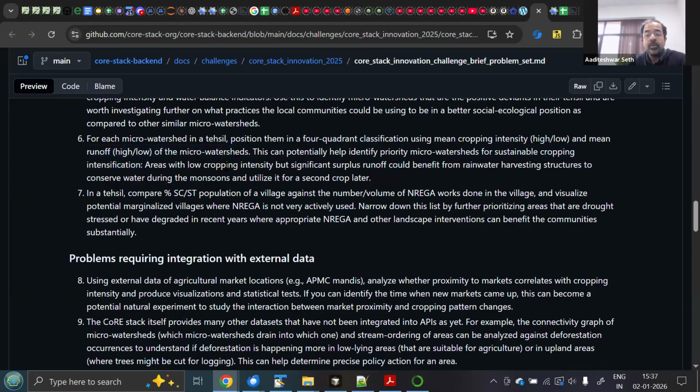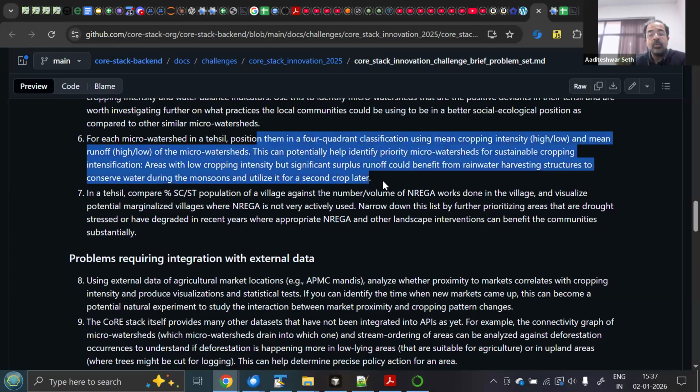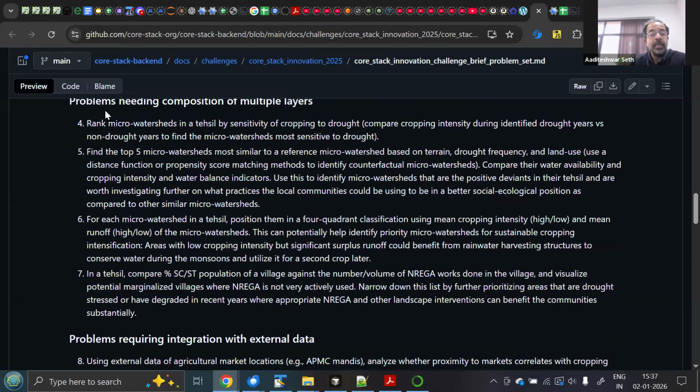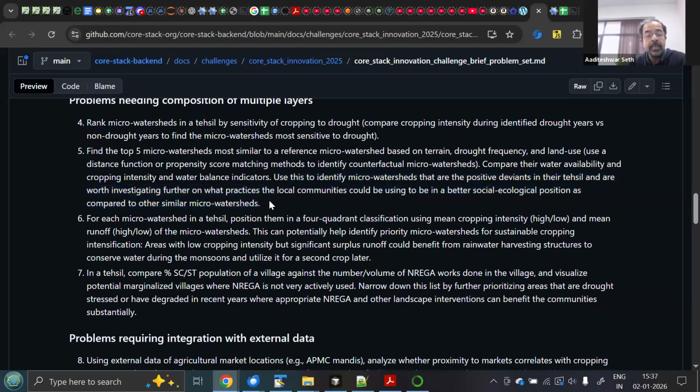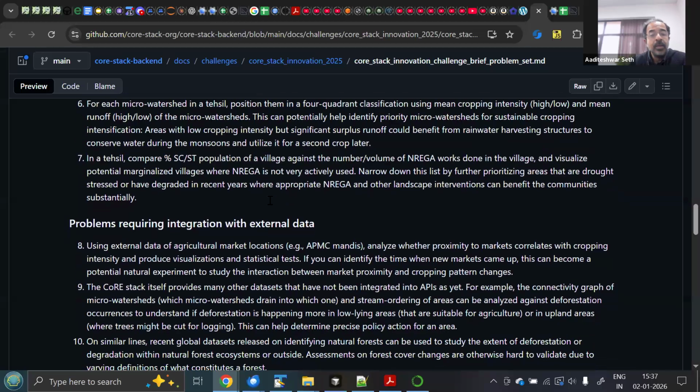So this kind of quadrant is where you find out areas which have a low cropping intensity, but significant surplus runoff. These could benefit from rainwater harvesting structures. So again, it's about giving precise policy advice, that you can exactly say, okay, these areas are where you want more rainwater harvesting to be happening. These are areas where you want some drought proofing to be happening. These are areas where you need to investigate what it is that the community is doing. What secret have they figured out, that they're able to manage their resources much better? So that's the idea.